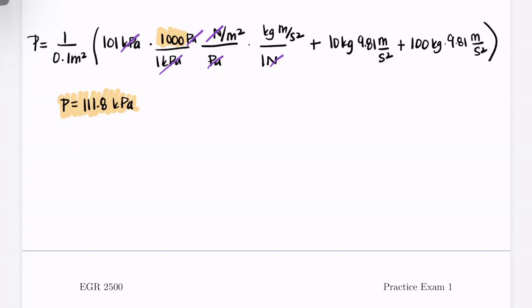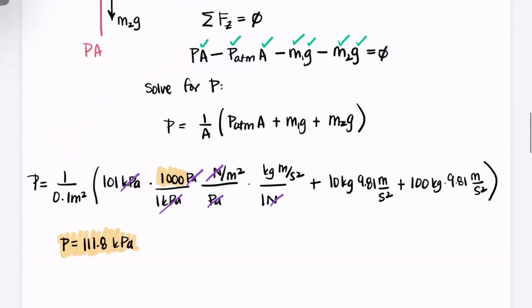Yeah. You wrote the atmospheric pressure as 101 kPa. Is it supposed to be 100? Oh, yeah, sorry, it is 100. Thanks.